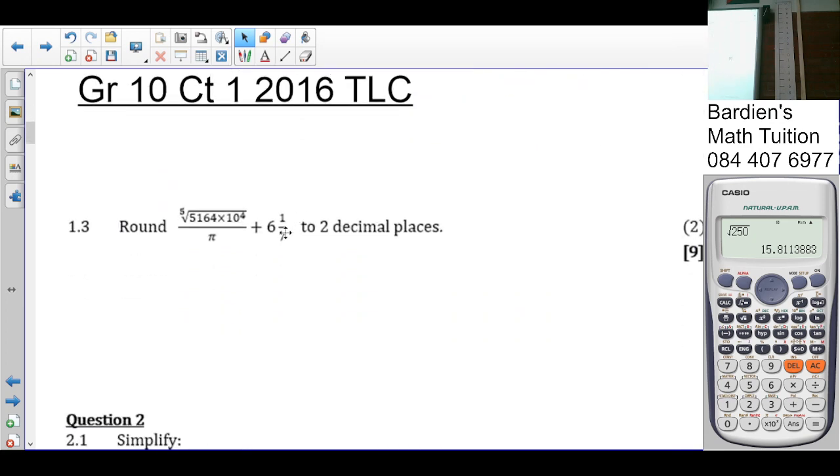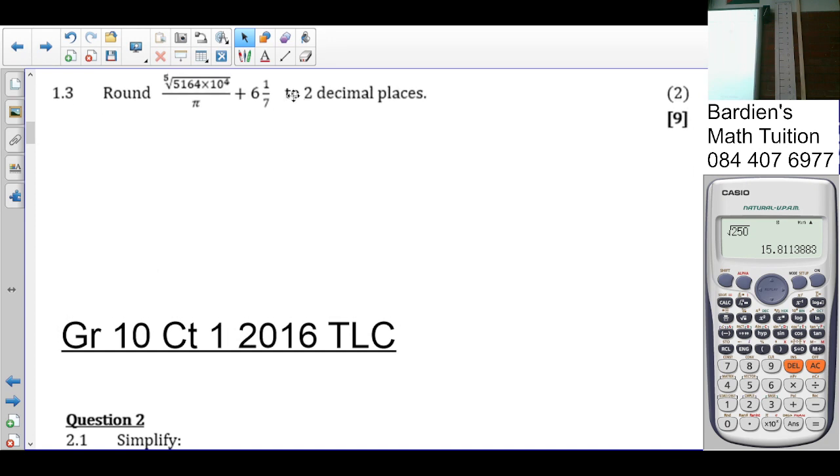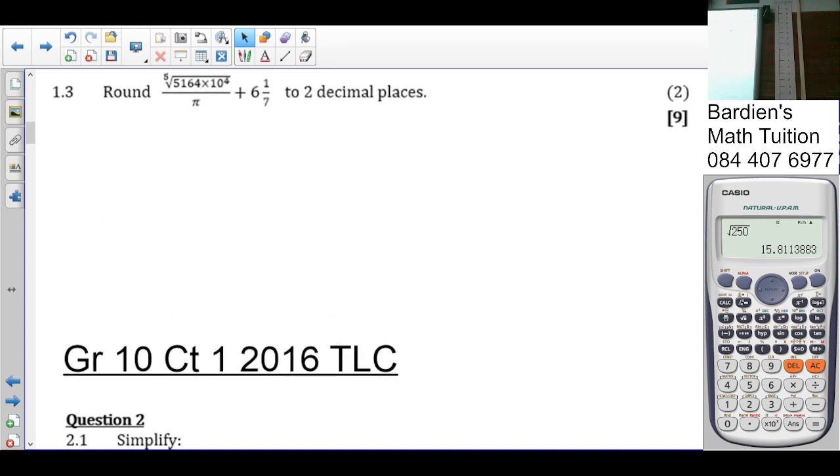Let's look at number 1.3. It says round off to 2 decimal places. So of course we're going to plug this into the calculator. It's a fraction, the fifth root of 5164 times 10 to the exponent 4, and that's over pi, plus a mixed fraction. We first get it in that form, so you press shift and the fraction button, 6 and 1 over 7.